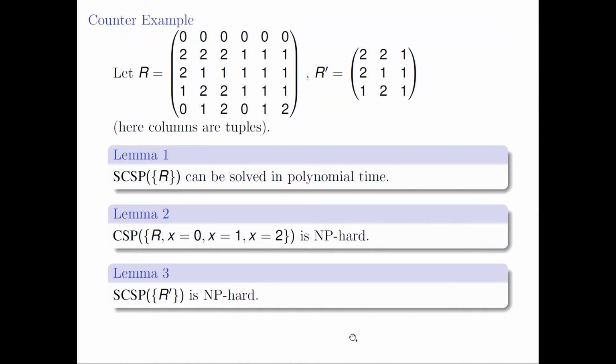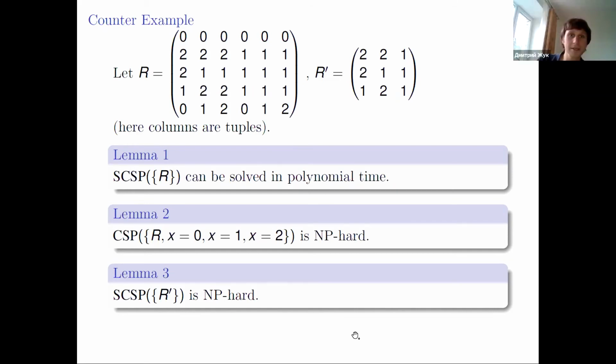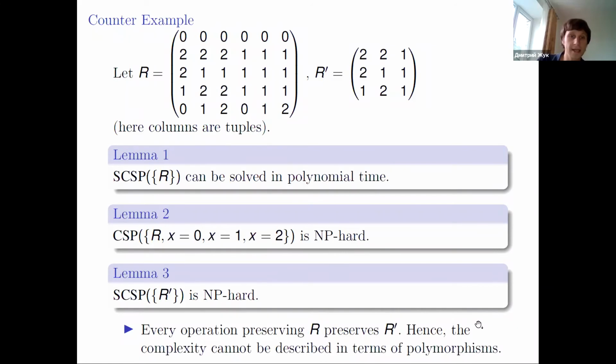And in which sense is it easier than R? It's easier than R because it's just part of R. So in this sense, every operation preserving R also preserves R prime, and this means that the complexity cannot be described in terms of polymorphisms. Usually, if we talk about CSP, we characterize complexity by operations preserving relations and preserving the constraint language. And here it does not work because every operation preserving R also preserves the part of R, which is R prime. So in this sense, R prime should be easier, and it's not. And this is terrible, and now we don't know how to characterize the complexity, in what terms, and so on.